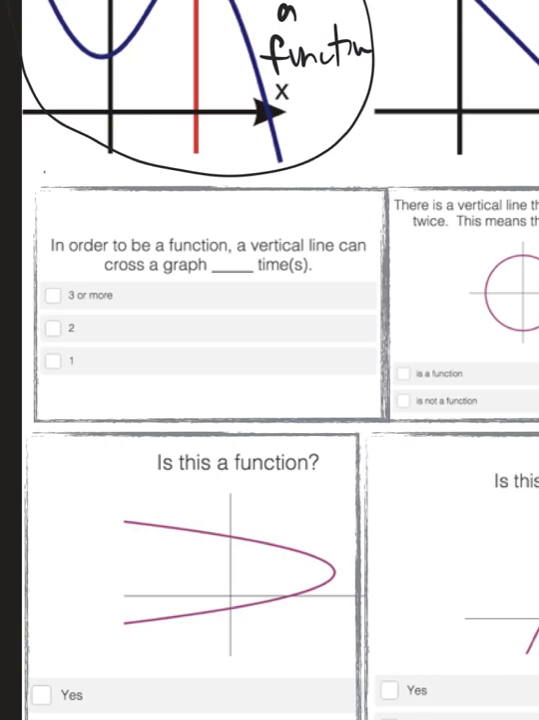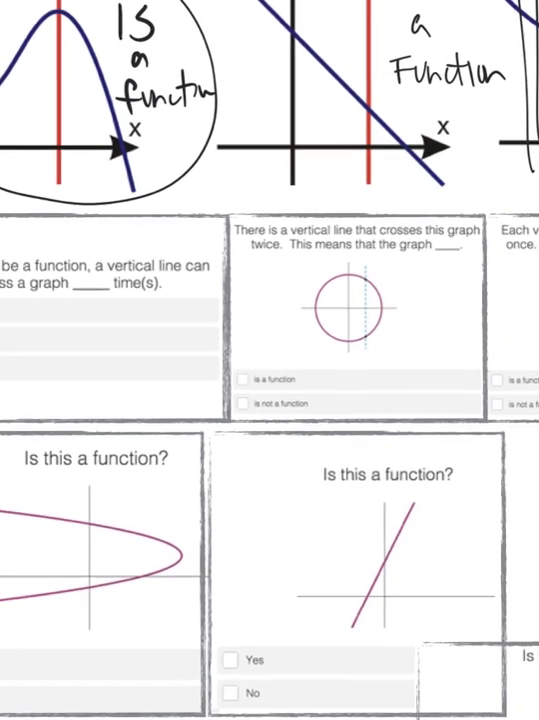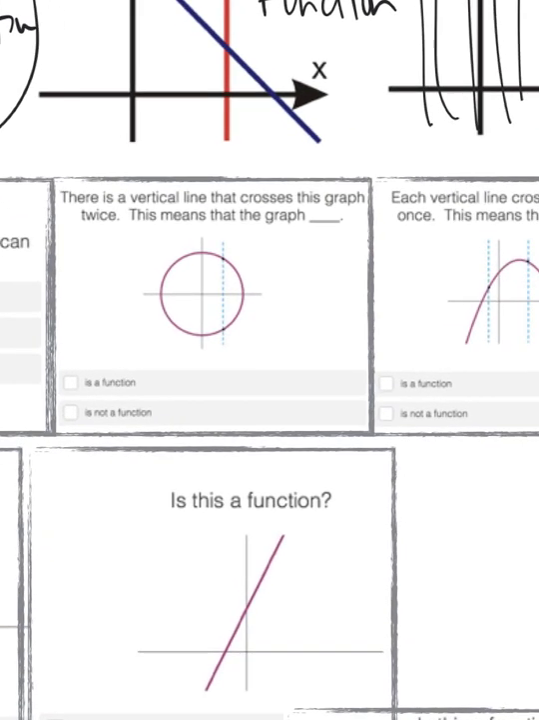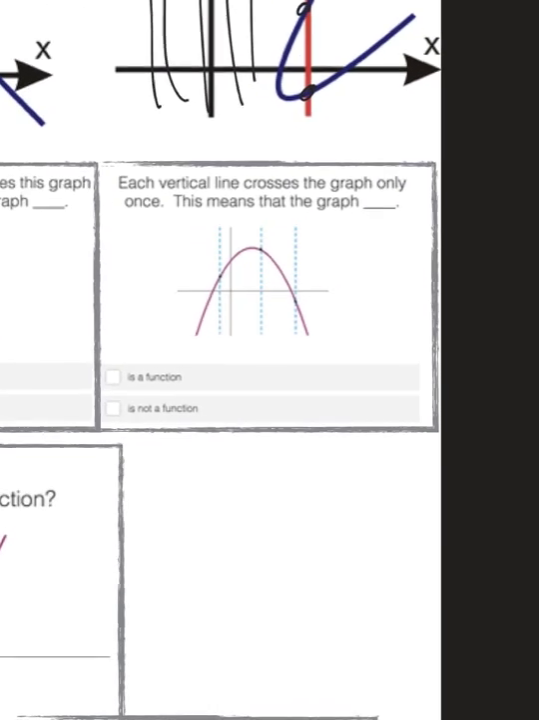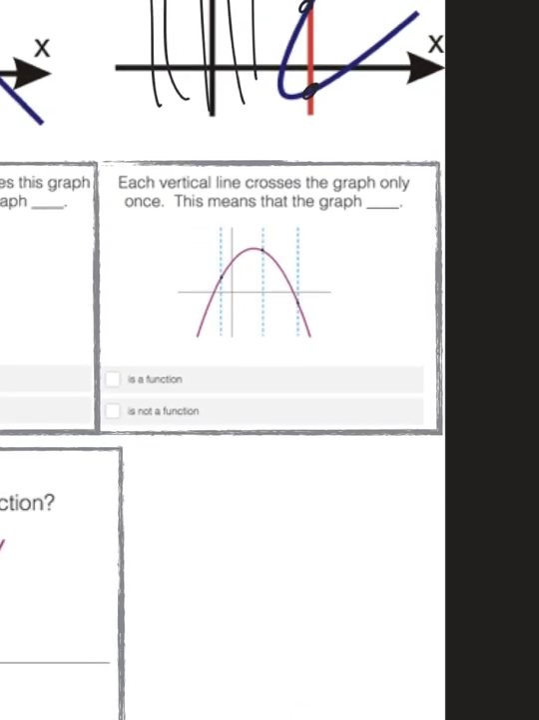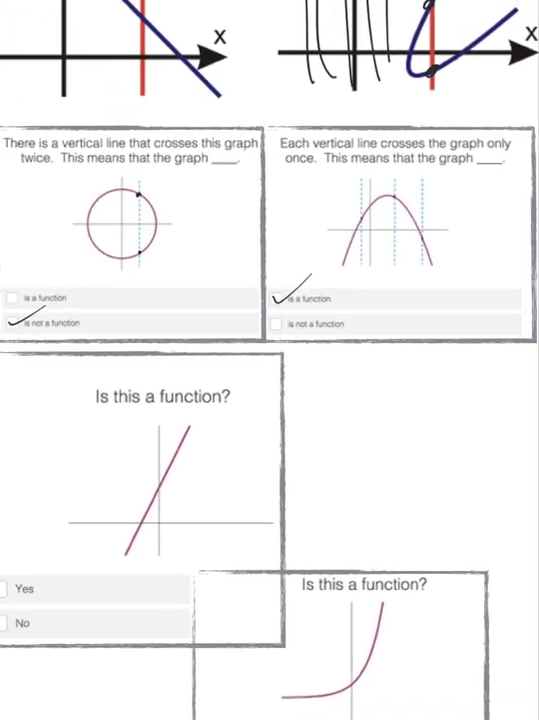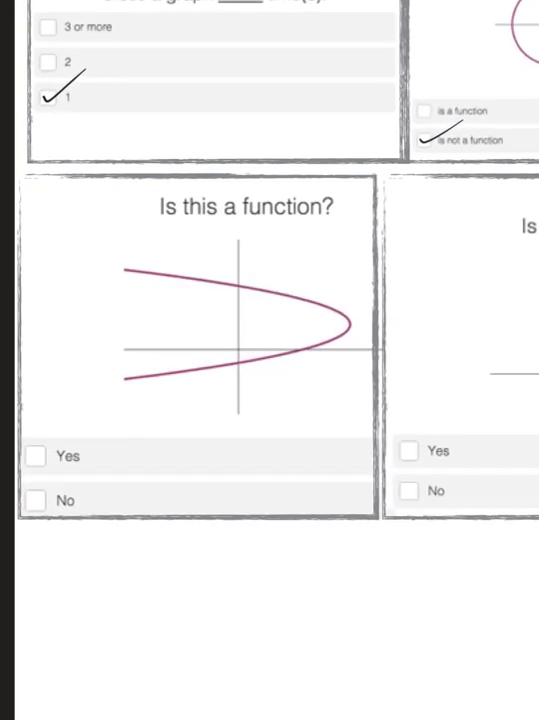In order to be a function, a vertical line can cross a graph one time. That's it. There is a vertical line that crosses this graph twice. This means that the graph is not a function. It hits at 2 spots at the same time. Each vertical line crosses the graph only once, so this means that this graph is a function. They do 3 different examples of vertical lines right there, showing it only touches the graph one spot at a time. Is this graph a function?